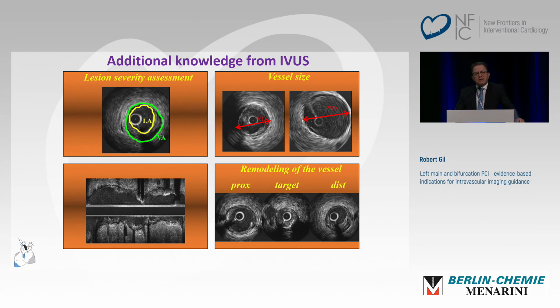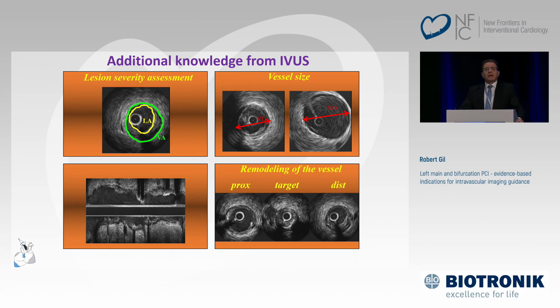Today, my task is just to present the role, based on evidence, of intravascular visualization. There are 2 techniques, intravascular ultrasound and optical coherence tomography. Let's start with IVUS. Of course, we know very well, and in the first step, I would like to show you that we have 2 aspects of evidence.